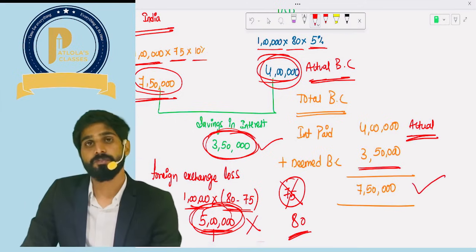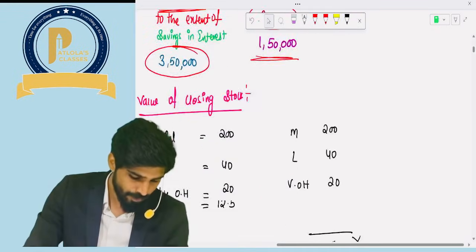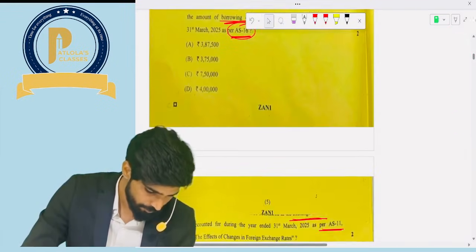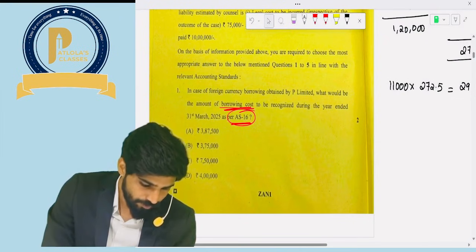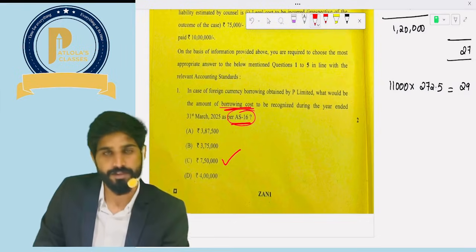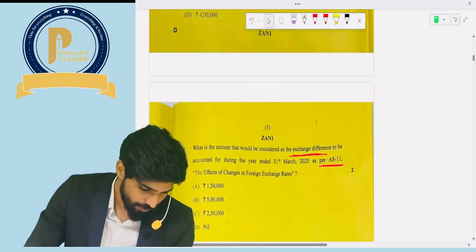Total borrowing cost will be 7,50,000. Okay, so the first answer would be how much would be the amount of borrowing cost to be recognized? So it should be 7,50,000. The answer is 7,50,000. What is the next one?